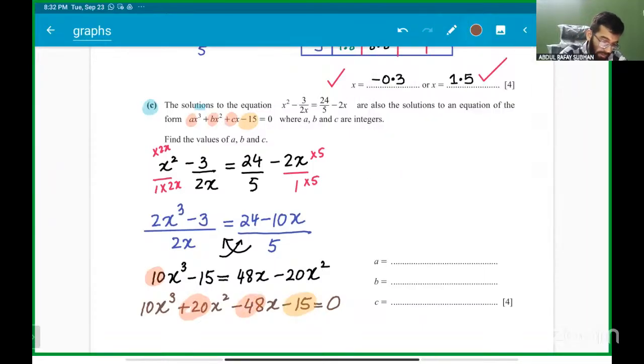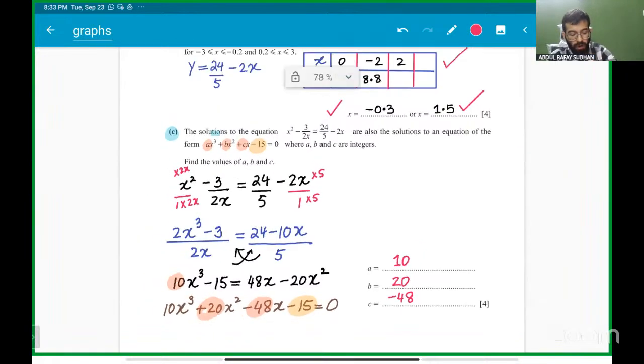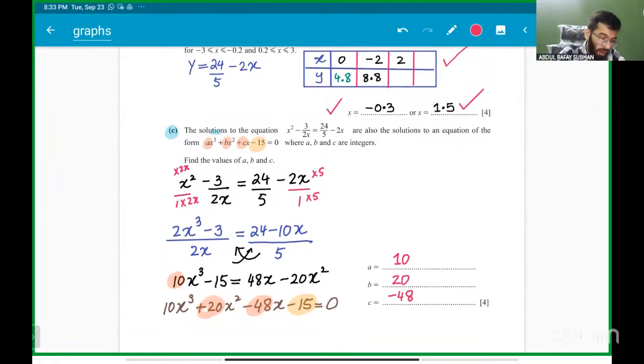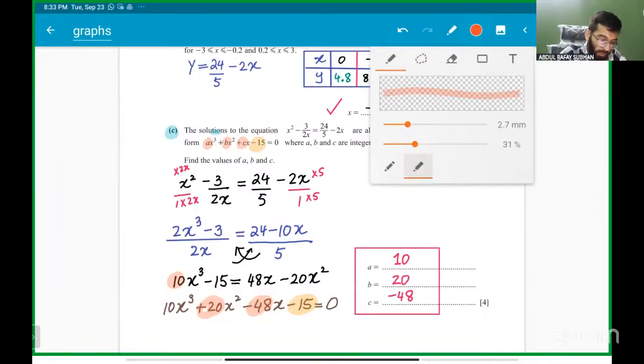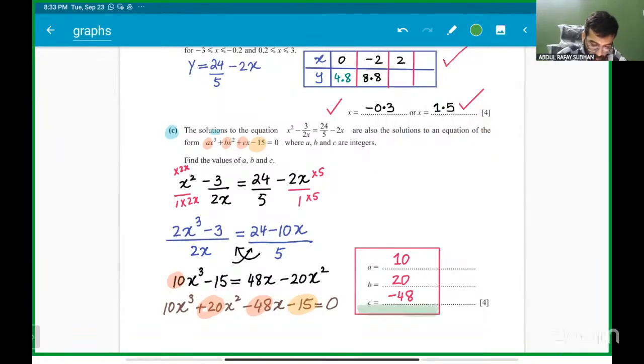It will be 10, 20, and negative 48. Let's also check it. So again, we got 4 marks for this. Any questions? This one, you have to write down the values of A, B, and C. Is everyone clear? Any concerns? Anyone? Any problems? Let me know. Understood? Got it, students? Any questions? Anyone?